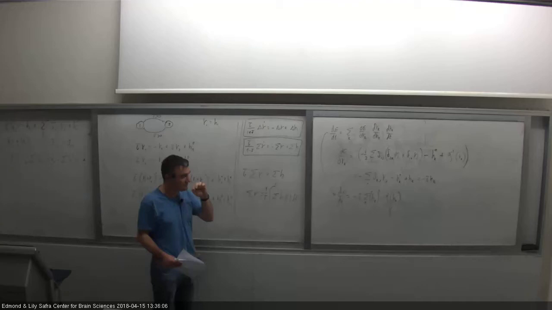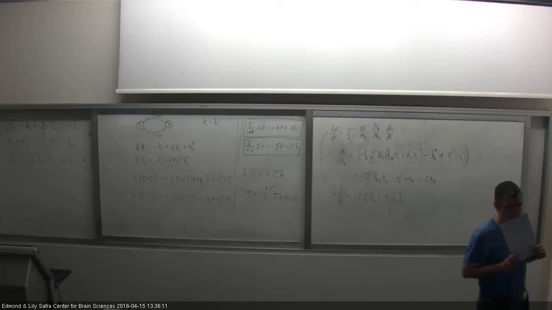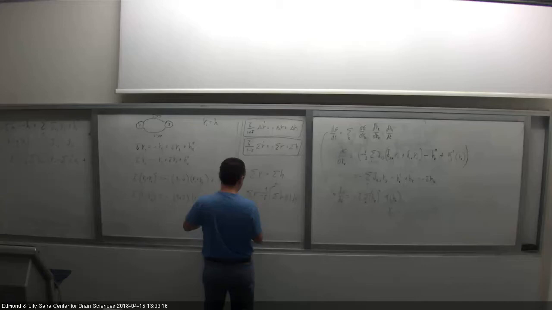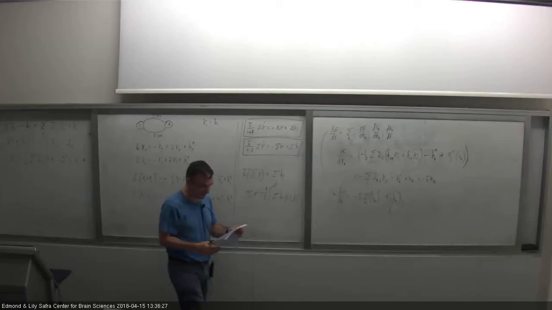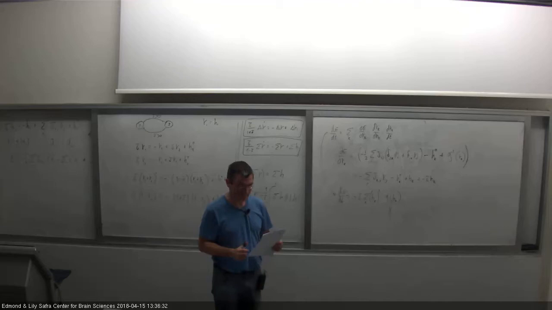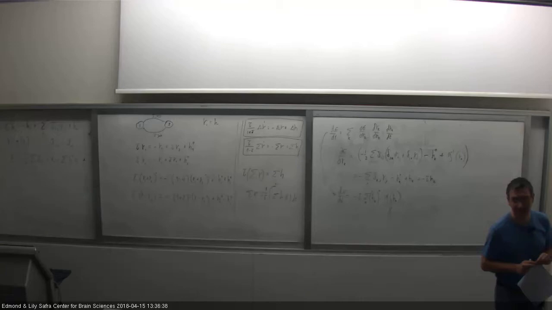Questions about this example? It's sigma r. Yeah, sorry, sigma r. This is dot, and this is sigma r. Sorry. Thank you for pointing it out. Questions about this example? Yes.